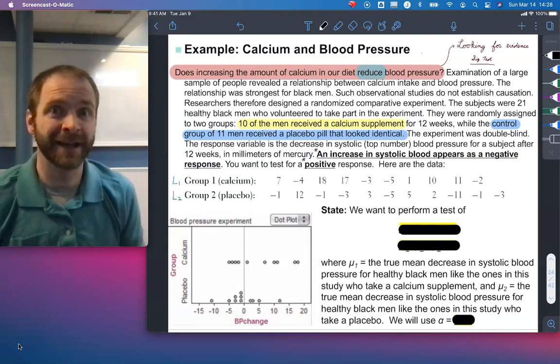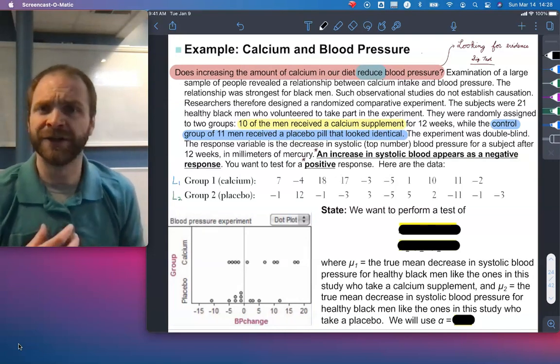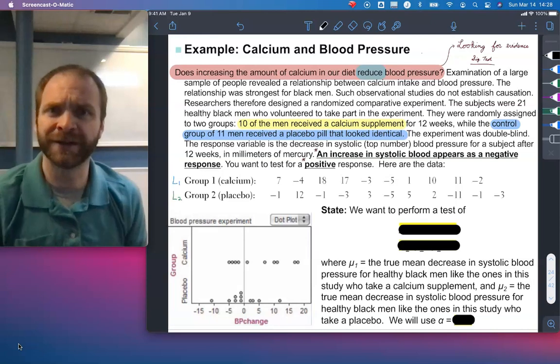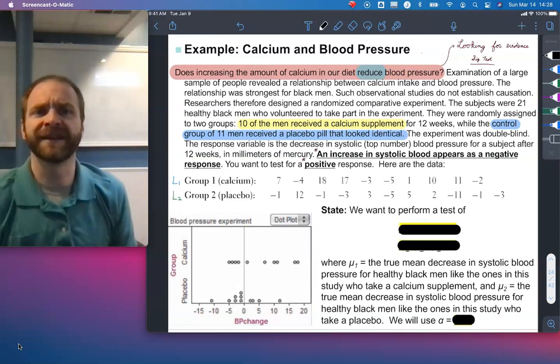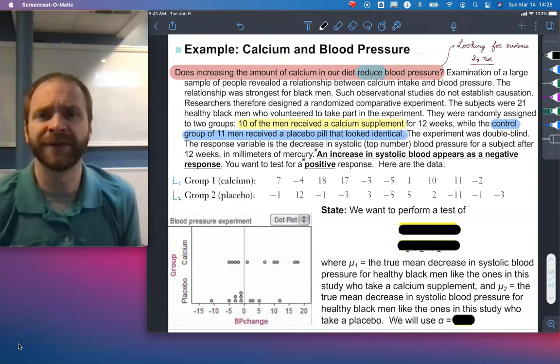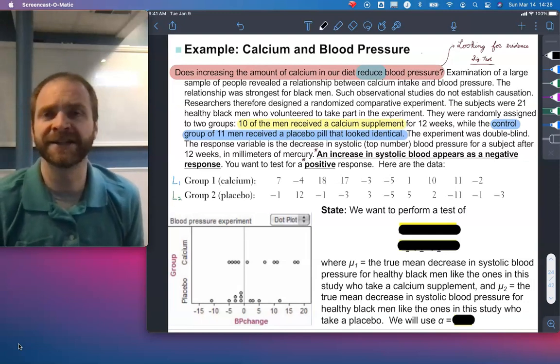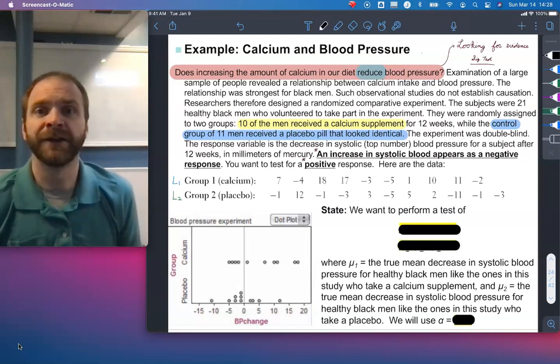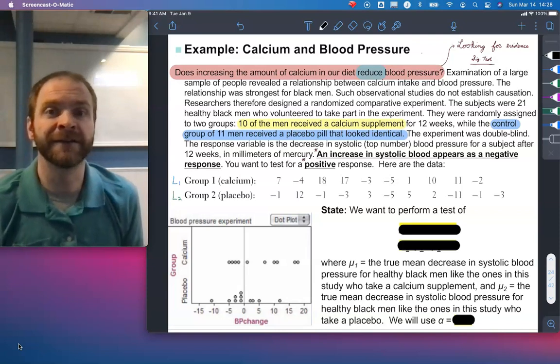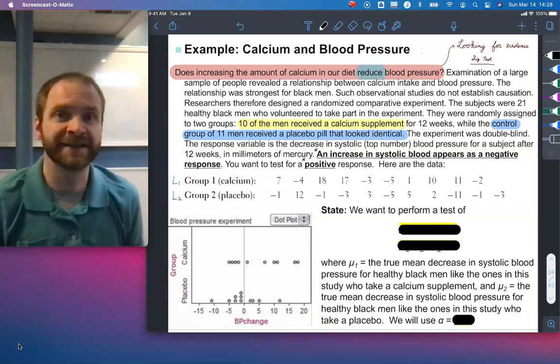They're not always going to say, perform a significance test. You might have to just read the prompt and determine it yourself. So let's read the rest of it. It says, examination of a large sample of people revealed a relationship between calcium intake and blood pressure. The relationship was strongest among black men. Such observational studies do not establish causation.